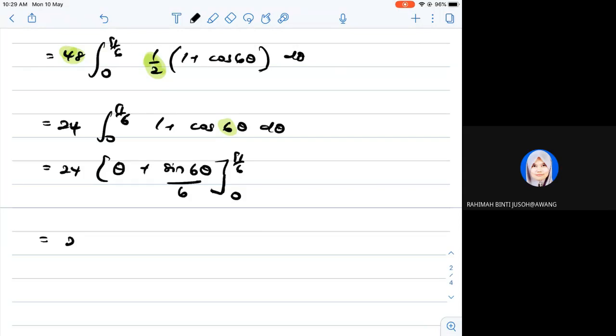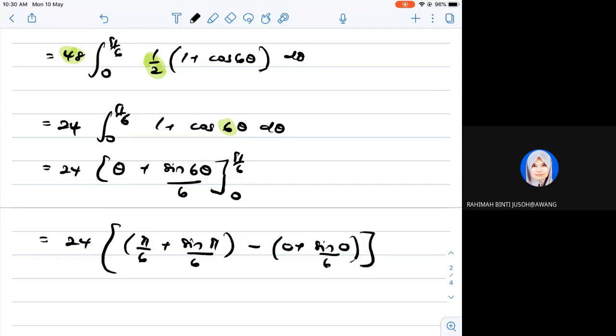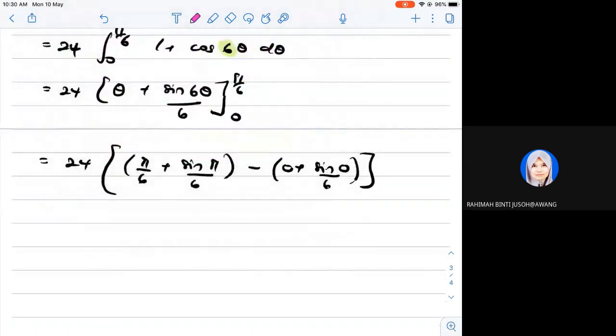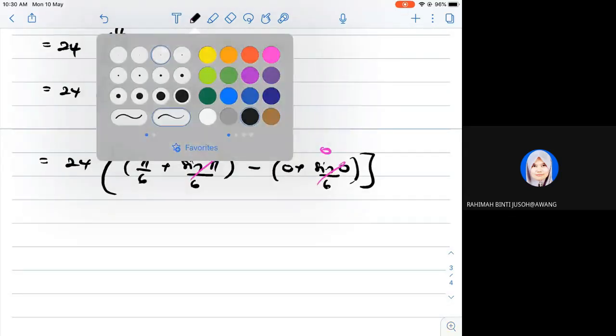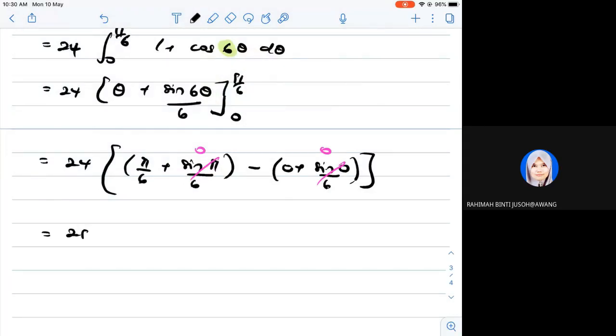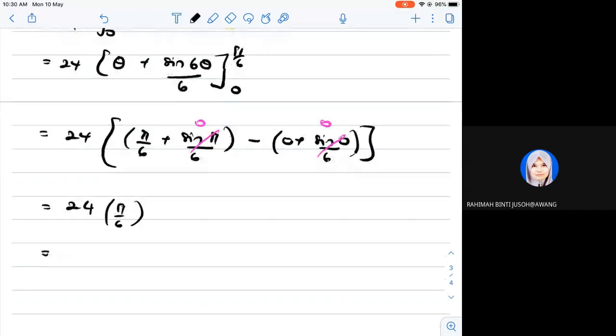So we will have 24 multiply with gantikan pi over 6 into the theta. So sin 6 darab pi per 6 jadi sin pi over 6 minus 0 plus sin 0 lah. Sin 0 over 6. Okay, so if you use your calculator, sin pi equivalent to 0, sin 0 also 0. So we will have 24 multiply with pi over 6. So 24 bahagi 6, you will get 4. So 4 pi. That's it. That's the answer. Okay, understand question number 1?